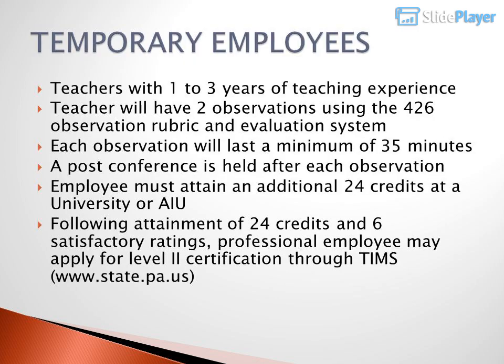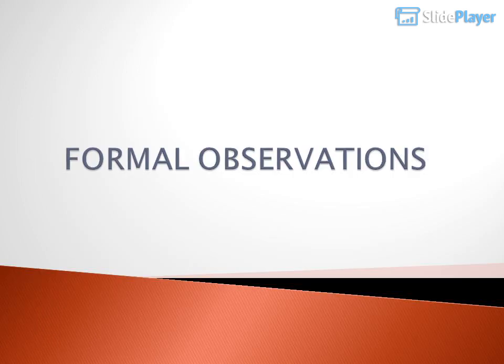Temporary employees, teachers with 1 to 3 years of teaching experience. Teacher will have 2 observations using the 426 observation rubric and evaluation system. Each observation will last a minimum of 35 minutes. A post-conference is held after each observation. Employee must attain an additional 24 credits at a university or IU. Following attainment of 24 credits and 6 satisfactory ratings, professional employee may apply for Level 2 certification through TIMS, www.state.pa.us. Formal observations.